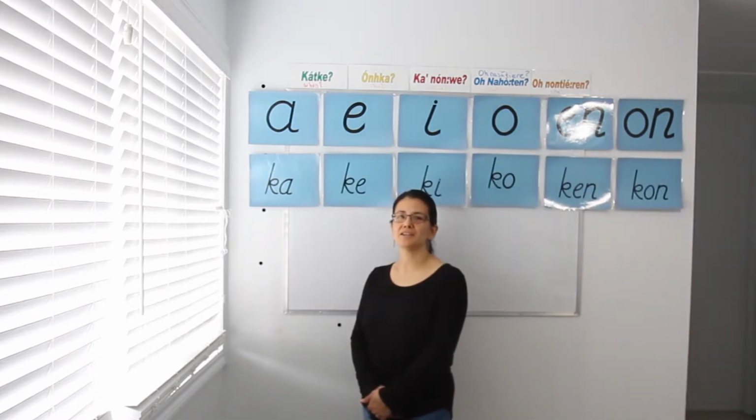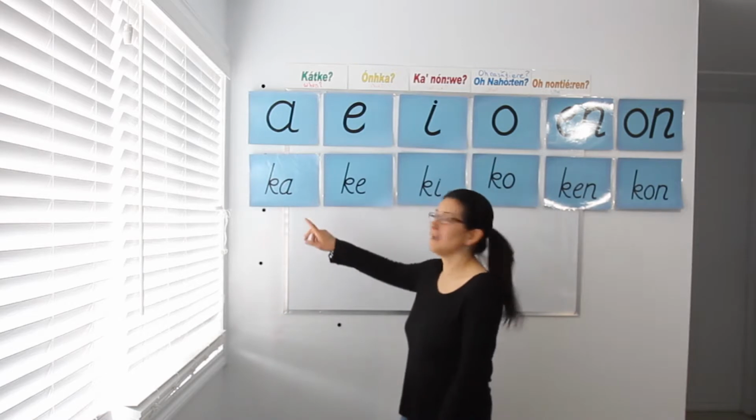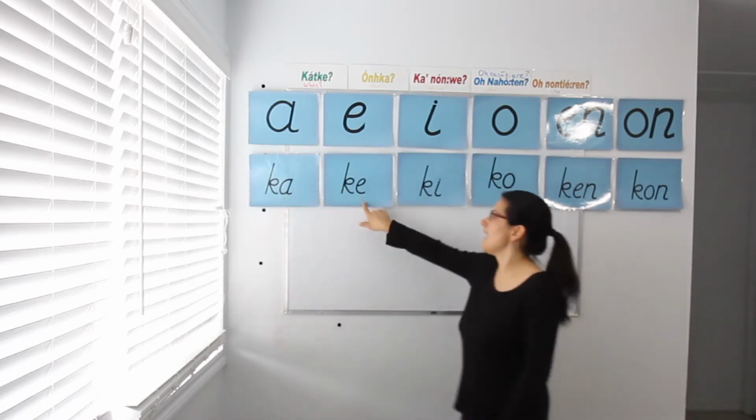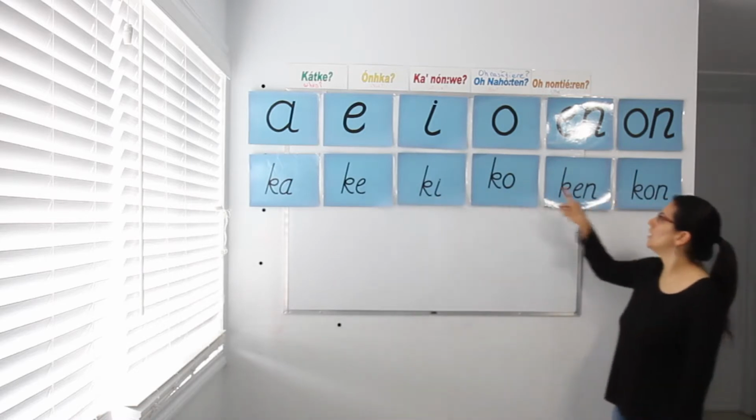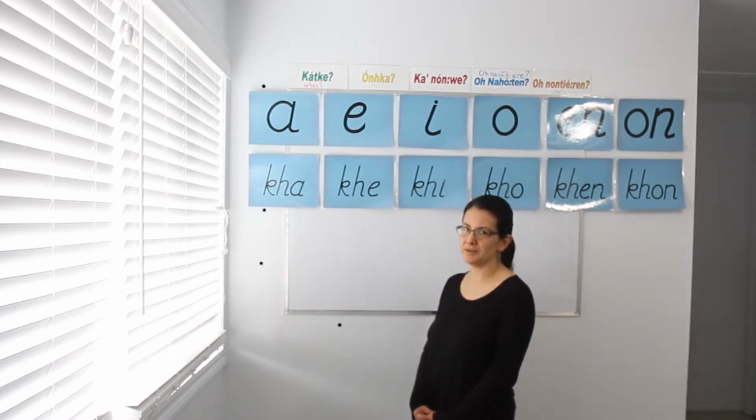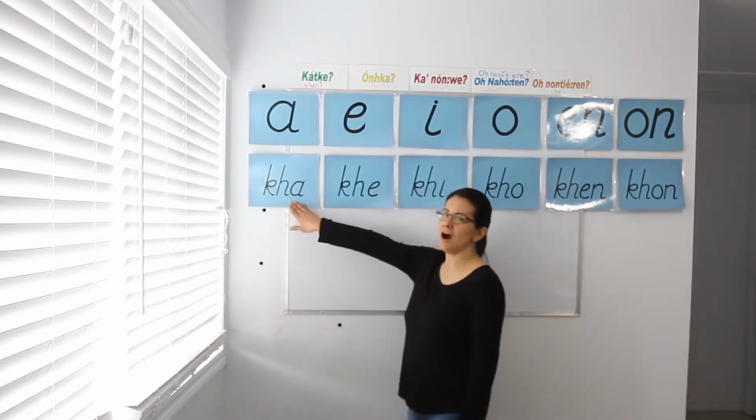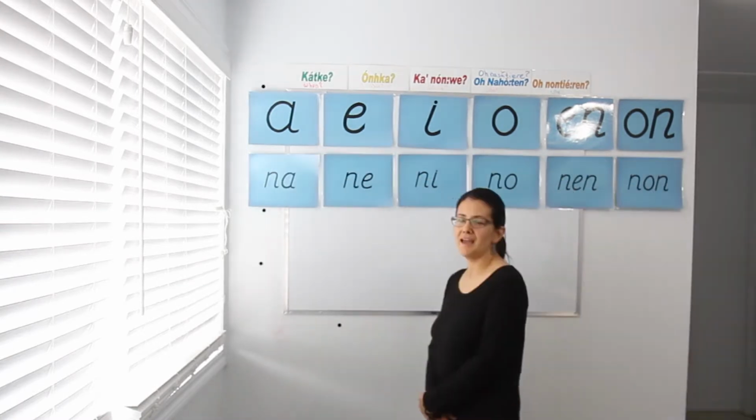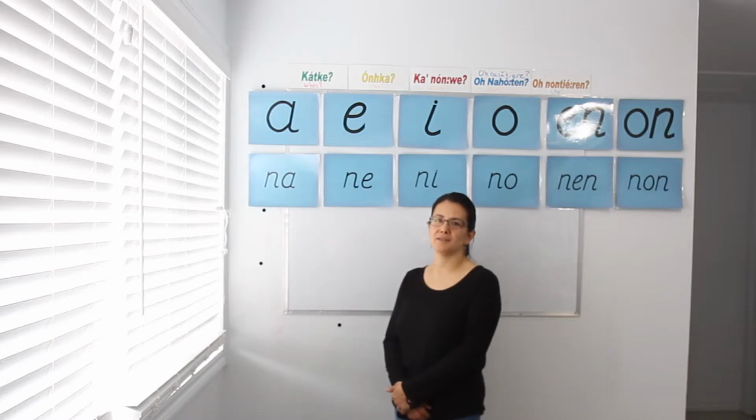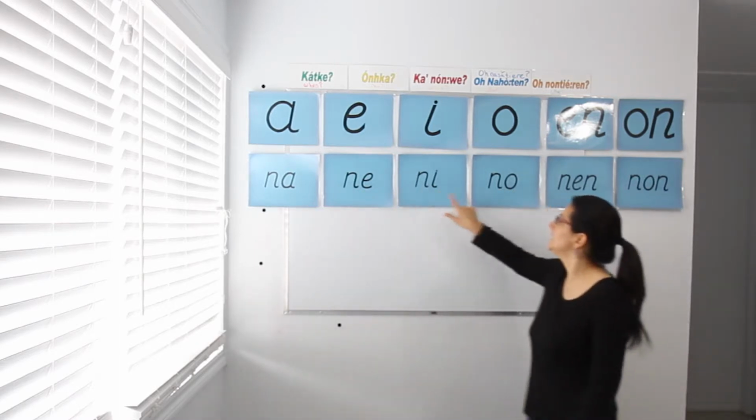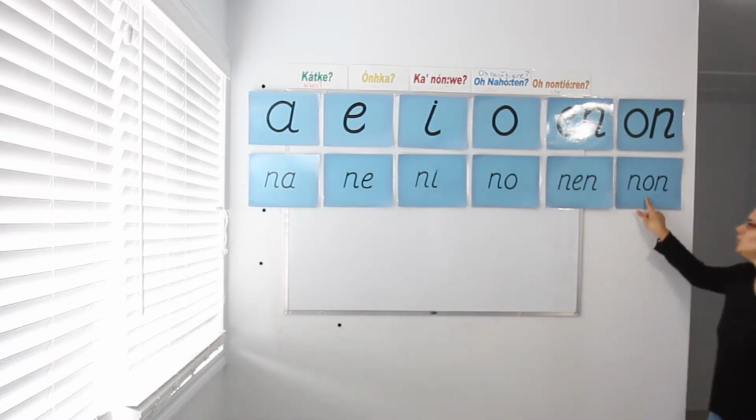And K makes the G sound. Incorporating K with the vowel sounds makes these sounds: ga, ge, gi, go, gong, gu. And KH makes the K sound. So incorporating KH with the vowel sounds: ka, ke, ki, ko, kong, ku. And N makes the N sound. Incorporating N with the vowel sounds: na, ne, ni, no, na, nu.